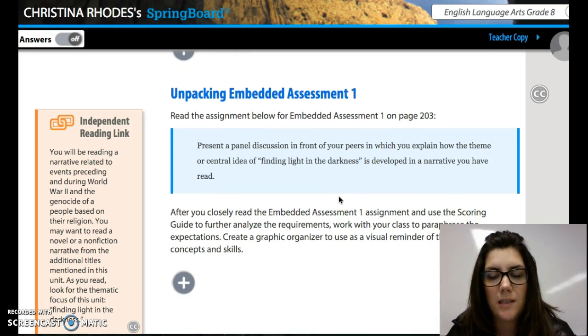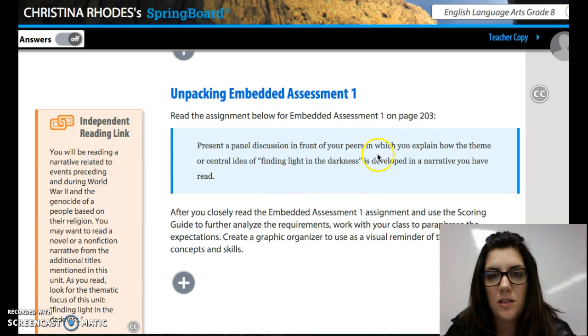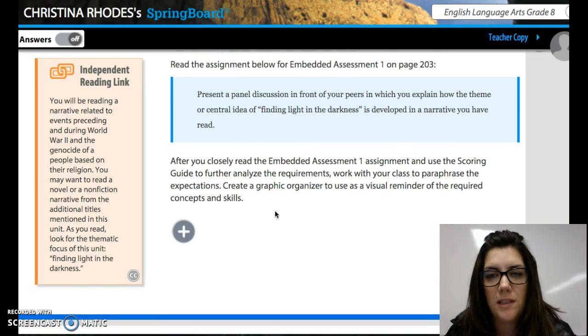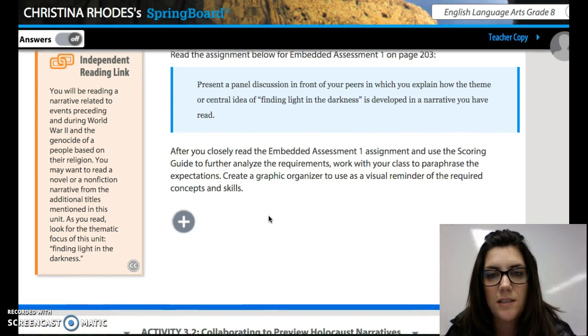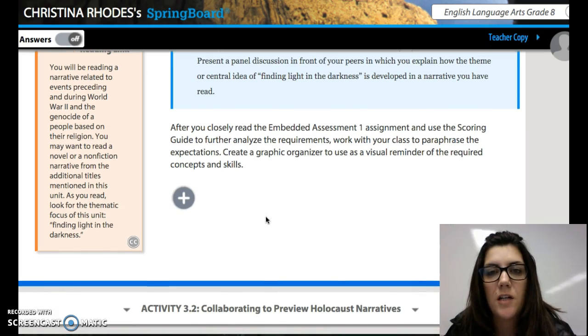Now we're going to unpack the embedded assessment. Read the assignment below for embedded assessment number 1. It's on page 203. You're going to present a panel discussion in front of your peers in which you explain how the theme or central idea of finding light in the darkness is developed in a narrative you have read. After you have read the embedded assessment number 1 assignment and used the scoring guide to further analyze the requirements, work with your class to paraphrase the expectations. Create a graphic organizer to use as a visual reminder of the required concepts and skills.